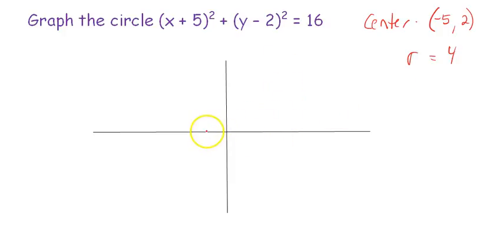So the way that I'm going to sketch it is I'm going to find (-5, 2). And I'm going to plot that. And that's just for my location. The actual circle, when you graph it, is the edge. Okay, the center just helps you locate things. So from there, since my radius is 4, I'm going to count 4 to the left of the center and put a dot. And I'm going to count 4 to the right and put a dot. And 4 up from the center and 4 down from the center.